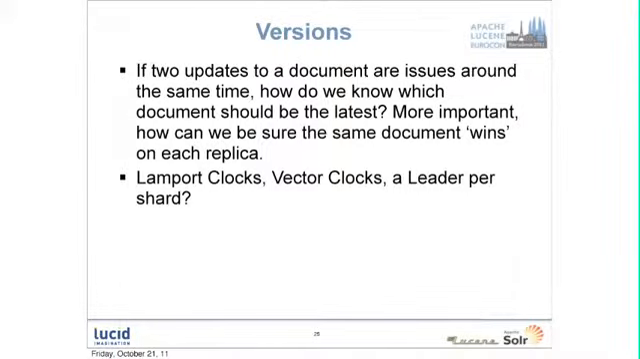So versions, this was where the discussion began of how we want to handle who wins on each machine. If I update a document on one machine, someone else updates the same document on another machine, eventually you want to consistently have the last document to be updated win. There are different ways to do this: Lamport clocks, vector clocks, or basically a leader per shard, which is in the end what we decided on. It makes optimistic locking easier, makes a lot of different things easier. So that's the way we're going.